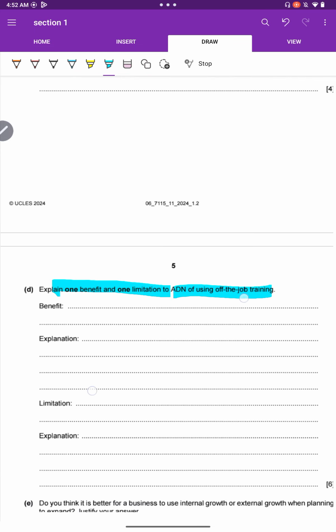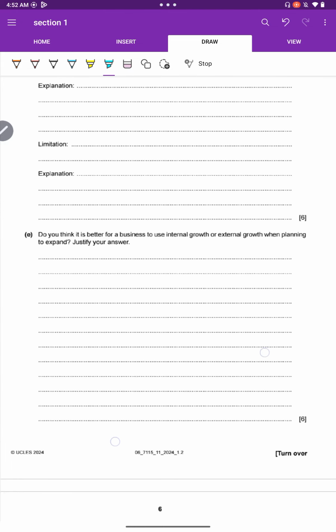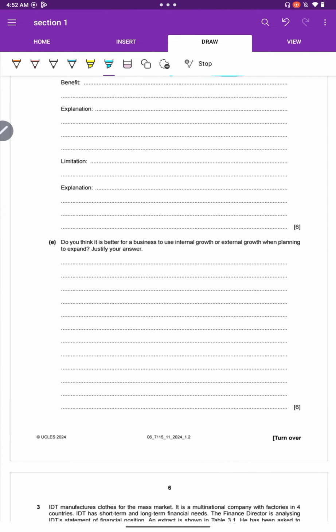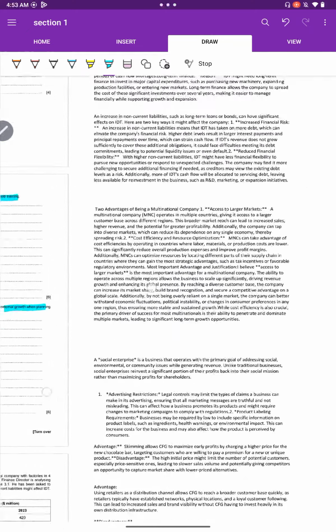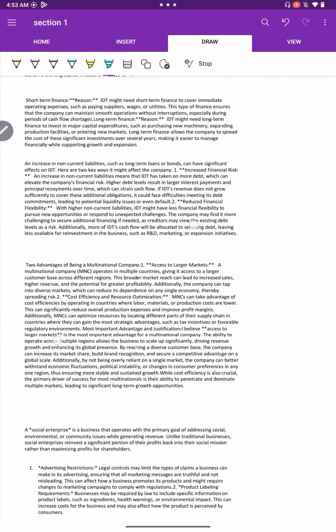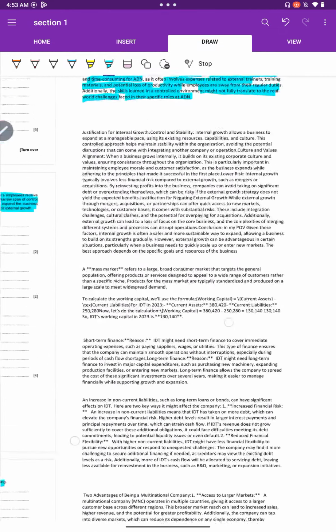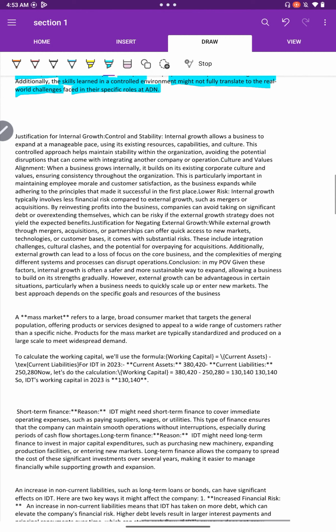Okay, so we have the next question, the last question of this paper. Do you think it is better for a business to use internal growth or external growth when planning to expand? Justify your answer. So we know that we have two types of growth. If you want to maybe open your own branches, this is your internal growth, and whenever you are trying to merge or take over any other company, this is the example of external growth.